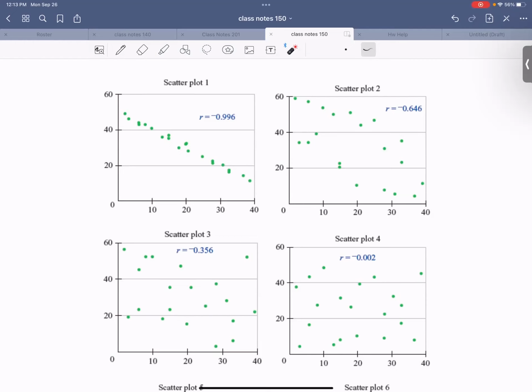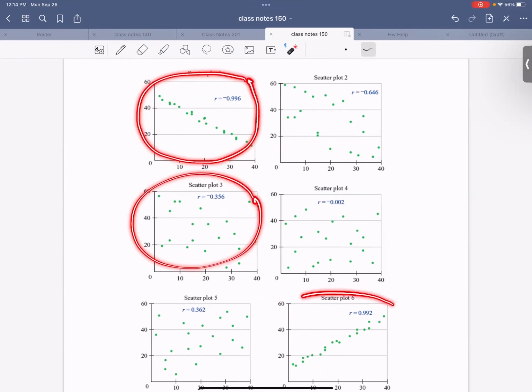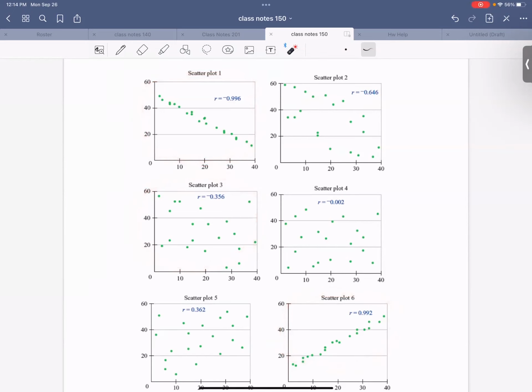Now, I know the question you're going to ask me is, are you going to ask me to figure out what's the difference between -0.6 and -0.9? My answer is no. The one thing I do want you to know is, for example, if I gave you scatterplot 1, scatterplot 3, and scatterplot 6, I would want you to tell me which one is R equals 0.9. So you would know it's definitely not negative, definitely not the one in the middle. It's got to be this one.